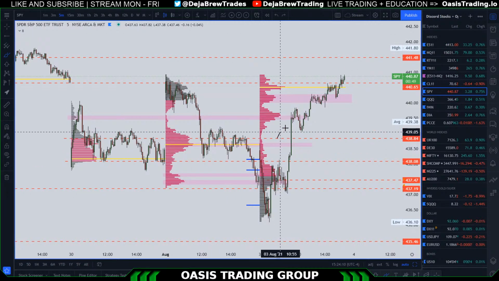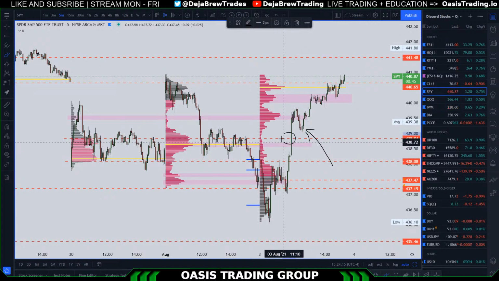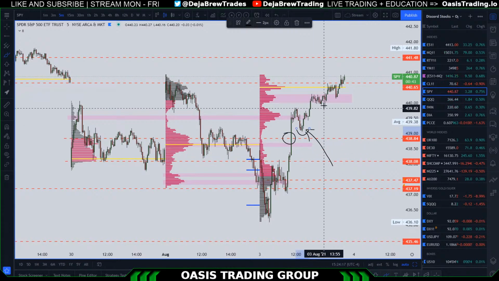But it did not do that. It blew right through that node, so very, very bullish. And then it even gave you a retest. So if you missed the breakout trade, you got the retest trade.